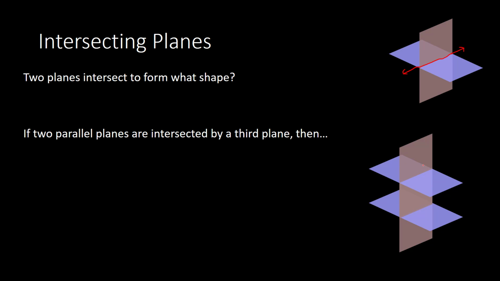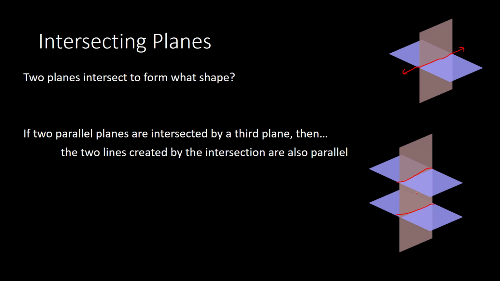Now the question is, when we have the two blue planes intersecting, and if these two blue planes are parallel, then what happens is the two lines of intersection, here and here, because the planes are parallel, the lines where they intersect would also be parallel.